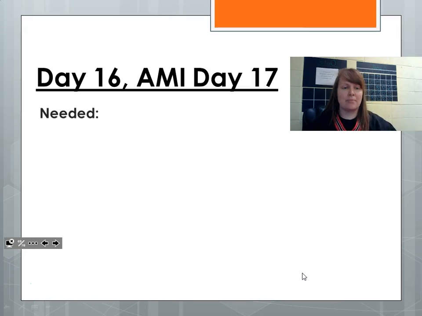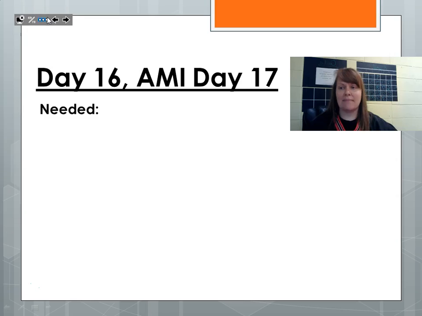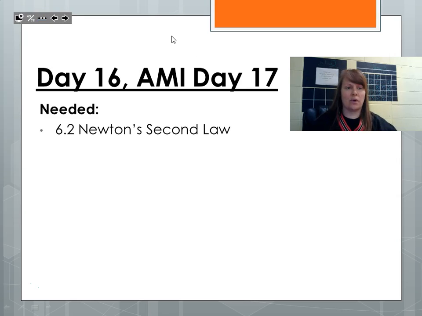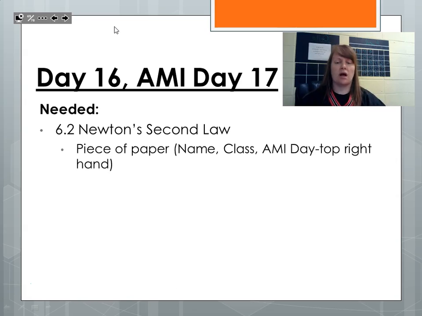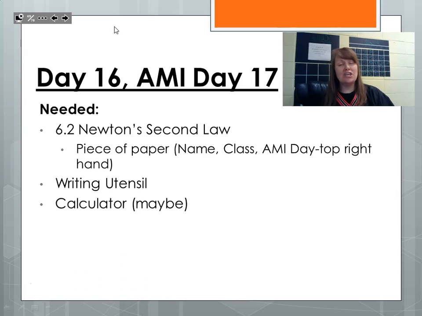Things you're going to need today to complete today's assignment: you are going to need the worksheet 6.2 Newton's second law. If you don't have availability to print it off, you can get a piece of paper and put your name, class, and AMI day in the top right hand corner. So your name, physical science, and then day 17. You need a writing utensil, and you will probably need a calculator for this.